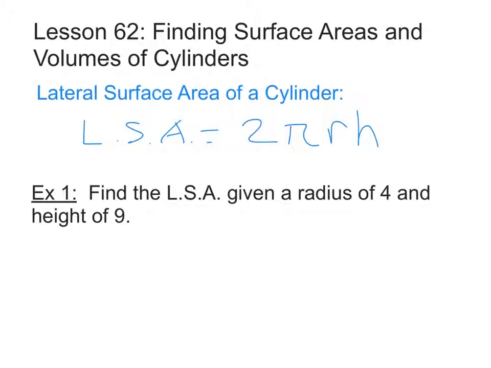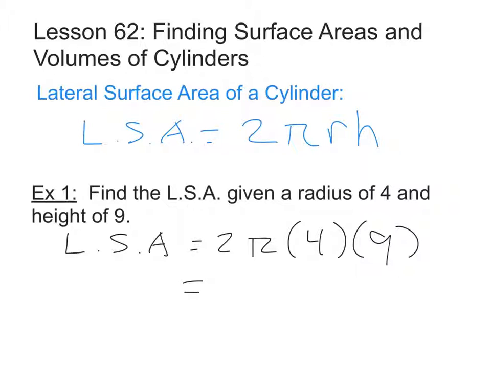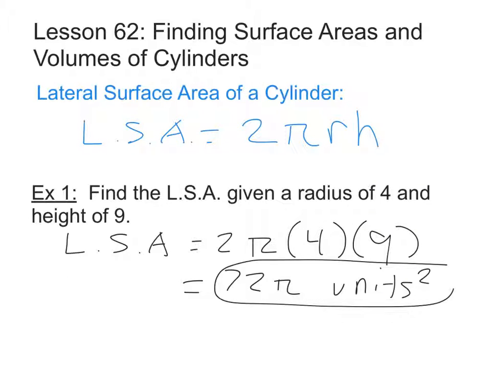Example number 1, they want us to find the lateral surface area given that this cylinder has a radius of 4 and a height of 9. So again, if we use our formula, the lateral surface area is equal to 2 pi. Pi is just a number. When we plug in our value for r, it is simply 4, and our height is 9. We multiply 2, 4, and 9. We come up with 72. Therefore, 72 pi units squared.